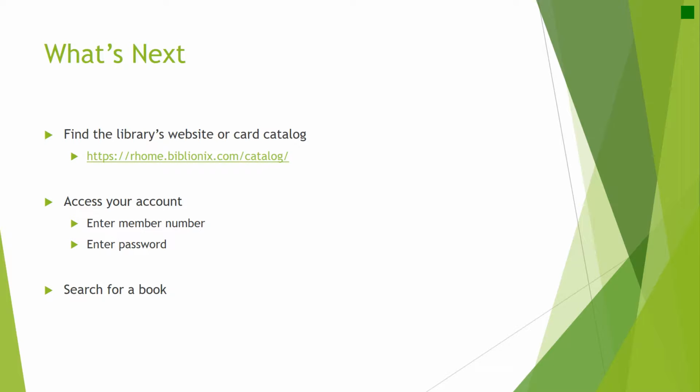Once you've gathered your library information and have downloaded the Overdrive app using your device, you should navigate to your library's card catalog. Once you're there, using your member number and password, log into your library's catalog. From there, you may begin searching for your next great read.